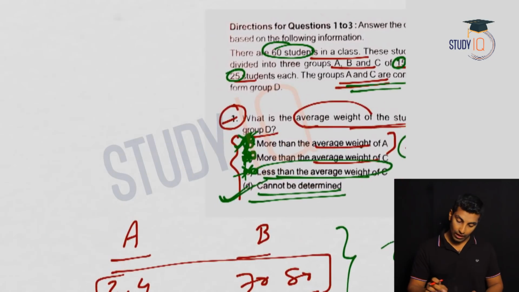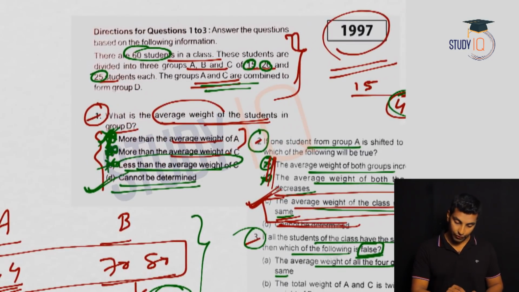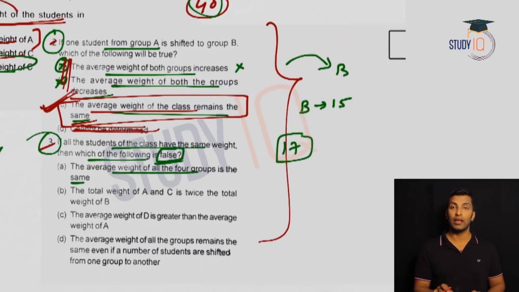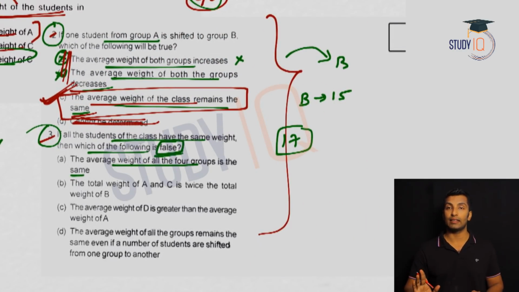Let's suppose the average weight is 45. So the total weight, let's suppose in the first group 15 students were there. Now when you find the average, you need to divide by 15. So you get 45. 45 is the average. The weight itself is the average. And that remains the same in all the groups. A, B, C, and in D also that is the case. So the average weight of the four groups is the same. Obviously that is correct.